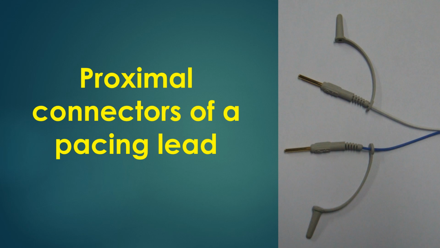Proximal connectors of a pacing lead are shown in this image. Tip of the bipolar temporary pacing electrode has a distal tip electrode and a proximal ring electrode. It is customary to give negative polarity to the tip and positive polarity to the ring electrode, as cathodal pacing has a lower threshold. Threshold is the minimum voltage needed for capturing the chamber paced.